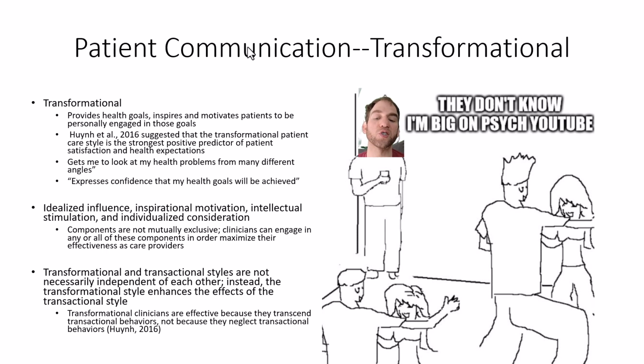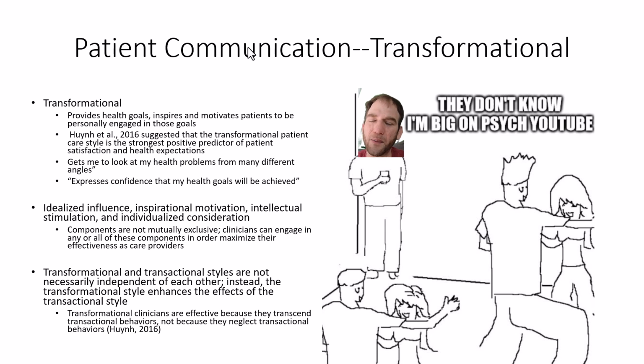Components are not mutually exclusive, however. Clinicians can engage in any or all these components in order to maximize their effectiveness as care providers. Transformational and transactional styles are not necessarily independent of each other. Rather, the transformational style enhances the effects of the transactional style, Hun argues. Transformational clinicians are effective because they transcend transactional behaviors, not because they neglect transactional behaviors.